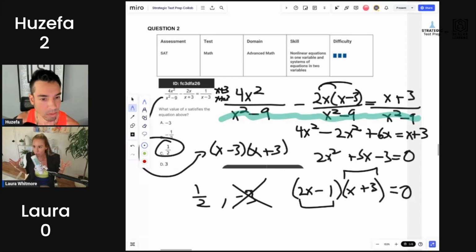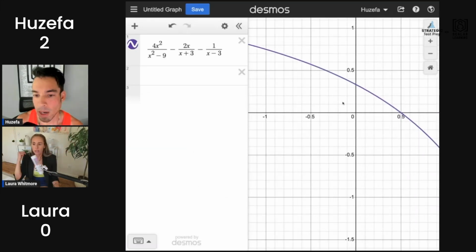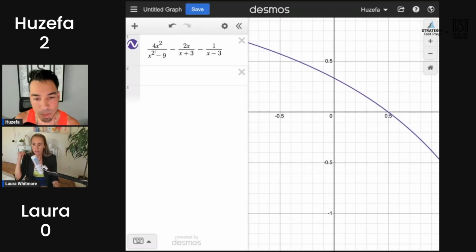So just like any quadratic, we want everything on one side, and then you set it equal to 0. We'll subtract that 1 over x minus 3 to the other side, and then we're going to type all that in, and then we're going to look to see where it crosses the x-axis. So zoom out. So you put everything in and you subtract it, so now it's set equal to 0, right?